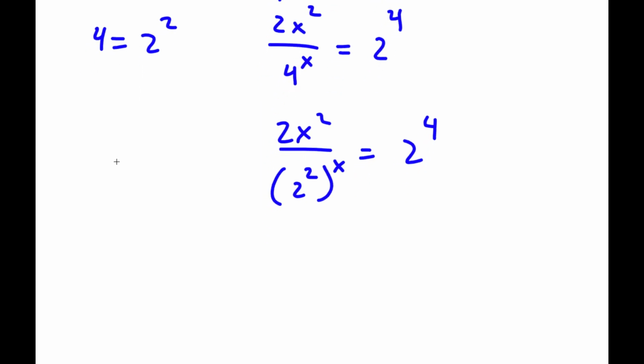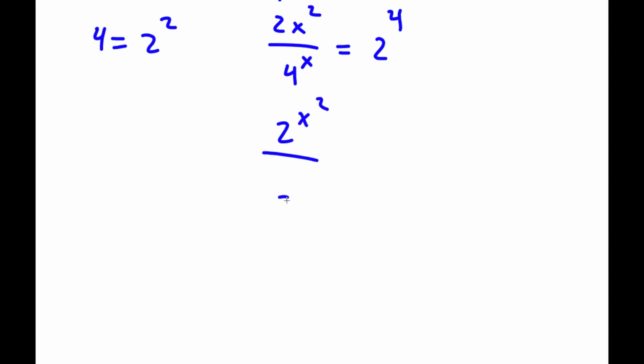Now, if I have something in the form, sorry, this isn't 2 to the power of 2, this is 2 to the power of x squared. Now I have this power of 2 to the power of 2 to the power of x is equal to 2 to the power of 4.